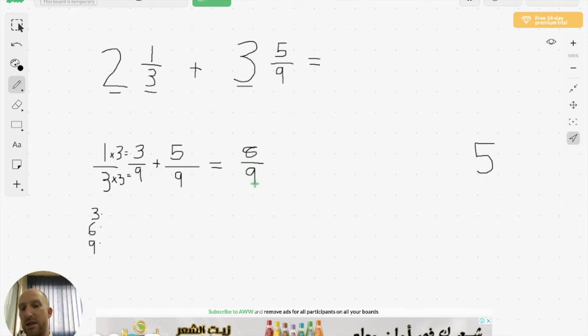So 8/9. Because this fraction didn't go over one whole one, I can write it as the answer, and I can take this 5 from the beginning. And there I have the final answer.